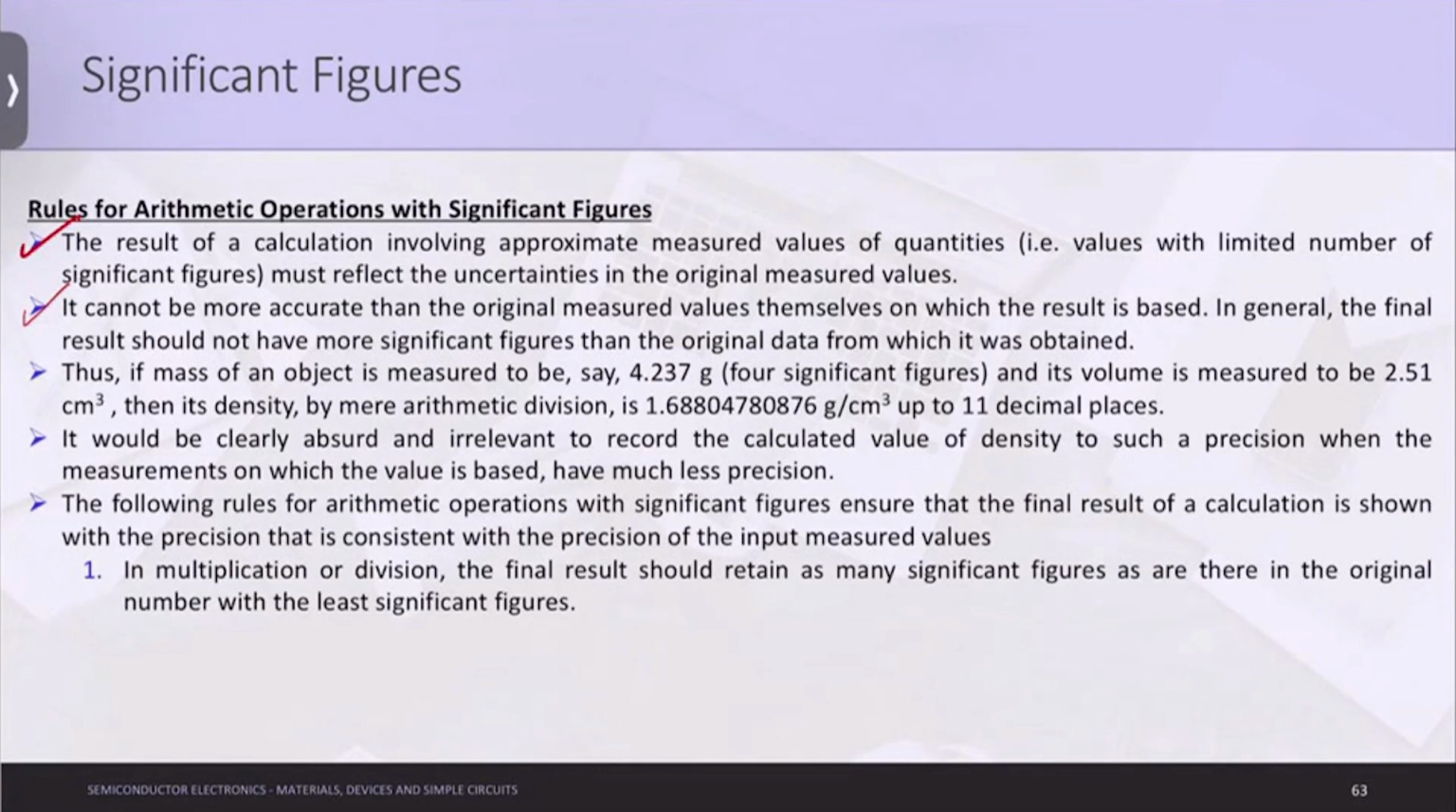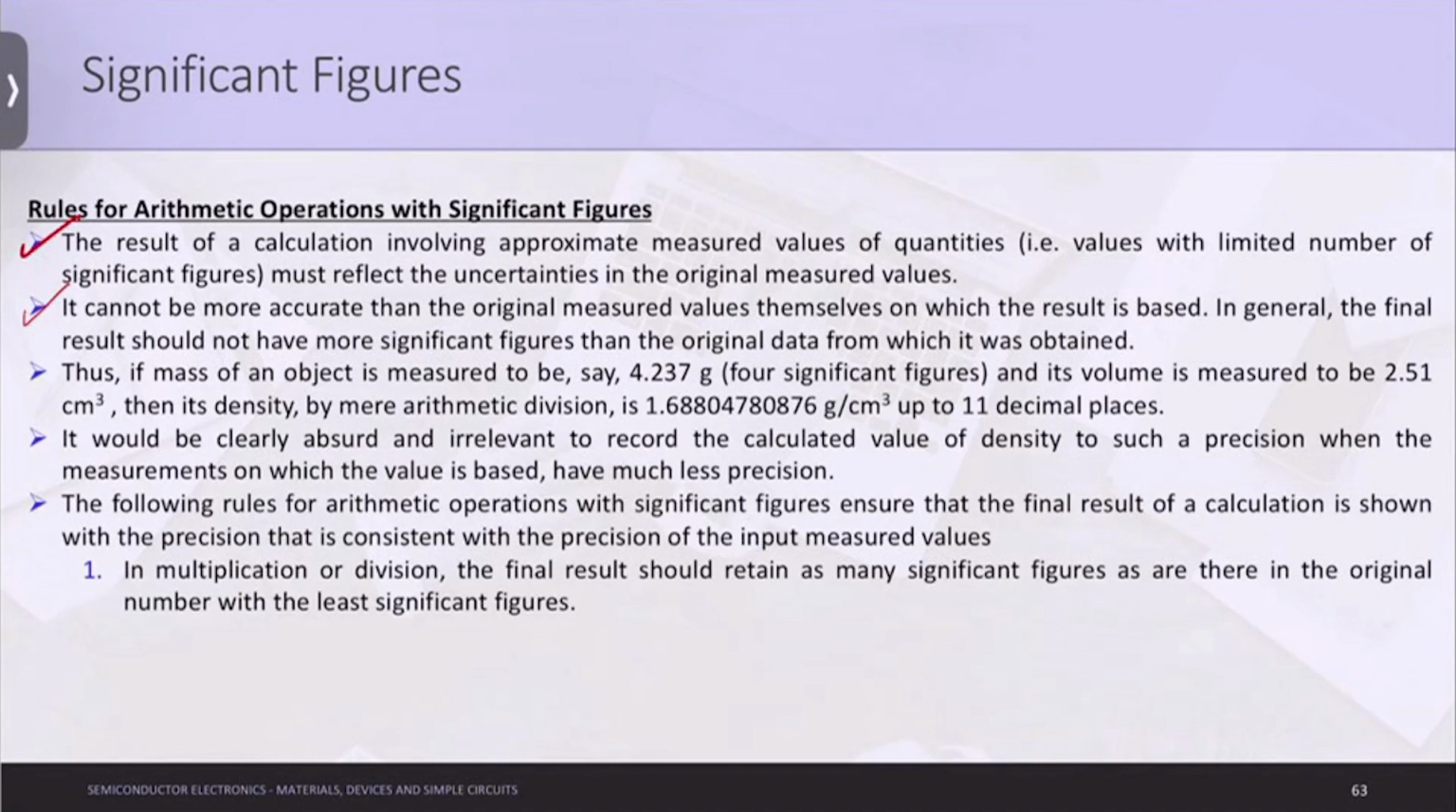Moving on. I think an example has been explained for this only. Thus, if the mass of an object is measured to be, let's say, 4.237 grams, it is quite evident that 4, 2, 3 are certain numbers, and 7 is an uncertain number. Therefore, adding those up, we get the number of significant figures to be 4.